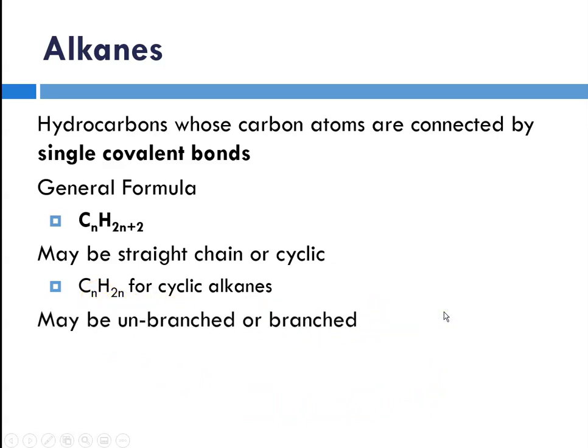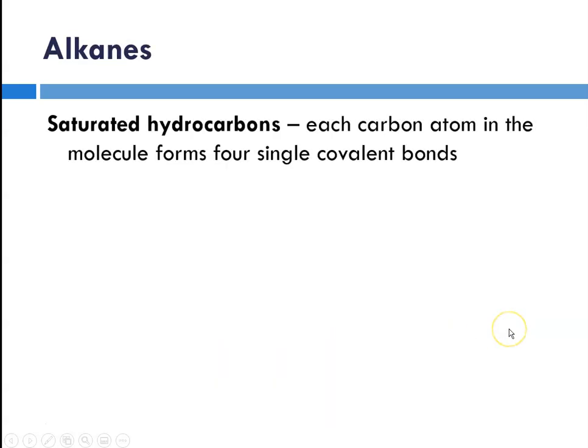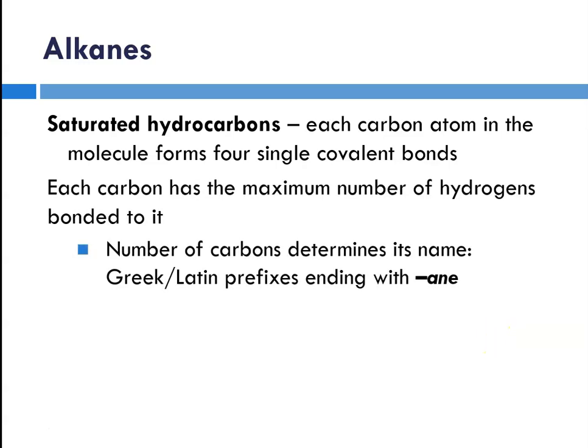They also may be unbranched or branched. In the lab that we do with molecular models, we have a look at an unbranched versus a branched hydrocarbon. We typically do n-butane and isobutane. These are said to be saturated hydrocarbons because each carbon in the molecule forms four single covalent bonds. So each carbon has the maximum number of hydrogens that can be bonded to it.